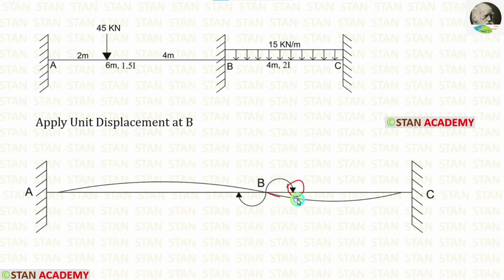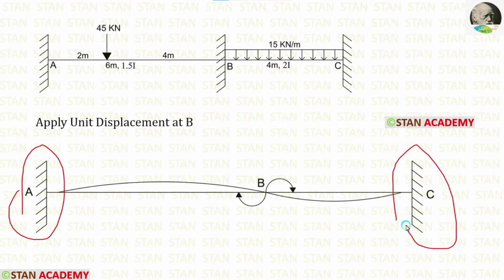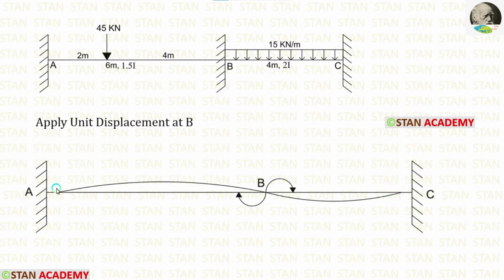That means the slope curve will come below the span. In the fixed support, there will be no slope. In the point A and in the point C, we are having fixed supports. So we must give some gap between the slope curve and the fixed supports. You can see that I have given some gap between the slope curve and the fixed supports.